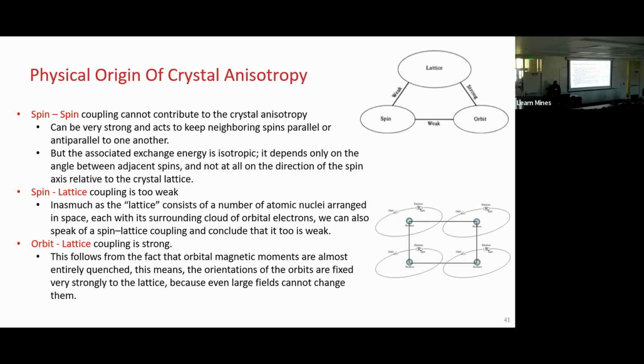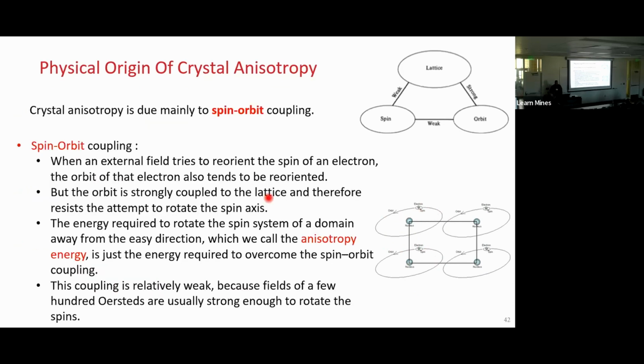So now I move on. And then there is one more, the spin-orbital coupling. So how I spin and how I orbit are tightly coupled together. If I want to change how my electron spins, I have to change the orbit. And remember, the orbit is strongly coupled with the lattice. That means I have to change the lattice. So 1, 2, 3, there you go. At the end, the anisotropy energy is just the energy required to overcome this spin-orbital coupling.